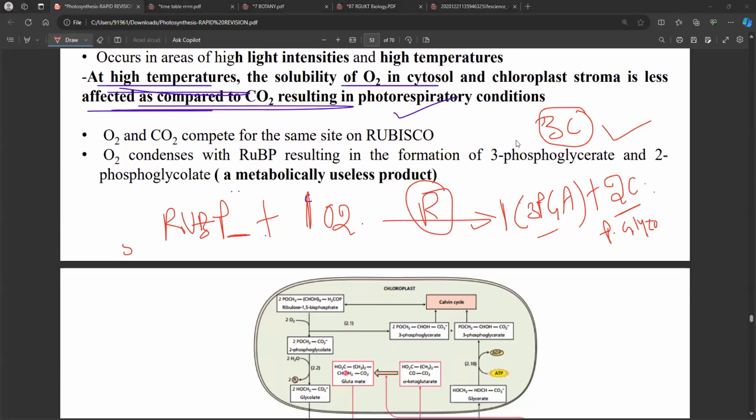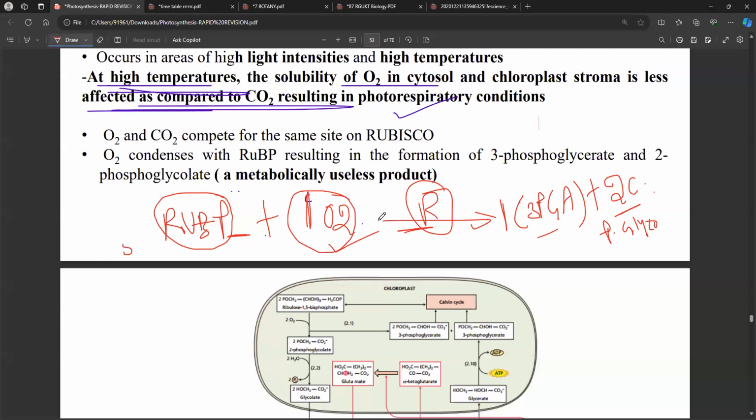Now my question to all the students is a very simple question. Whenever the Rubisco fixes oxygen instead of carbon dioxide, will glucose synthesis occur or not? In other words, will glucose synthesis continue or not? Wonderful. There will be no Calvin cycle.